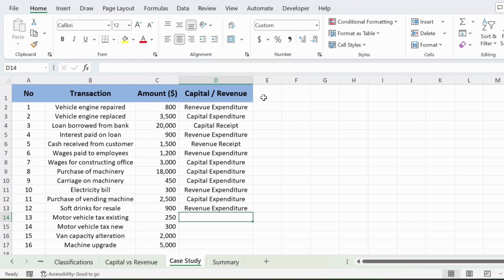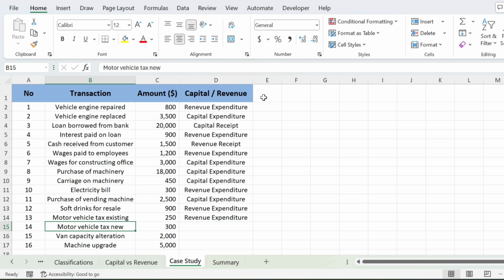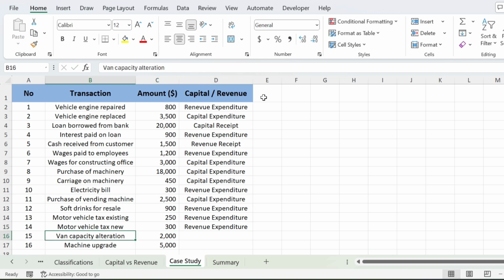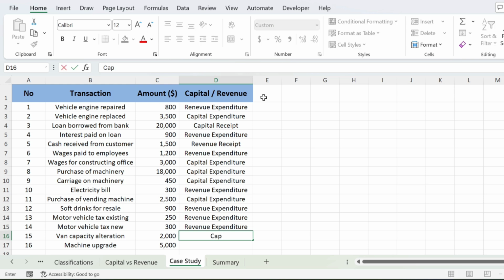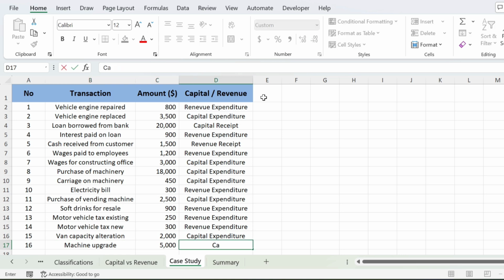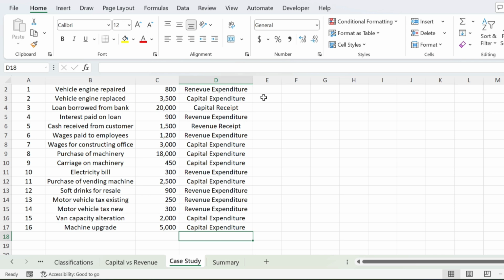because they are inventory. Next is motor vehicle tax for existing car. This is revenue expenditure. Next, motor vehicle tax for new car. This is also revenue expenditure. Next, van modification increasing the capacity. This is capital expenditure. And finally, machine upgrade increasing production. This is also capital expenditure.